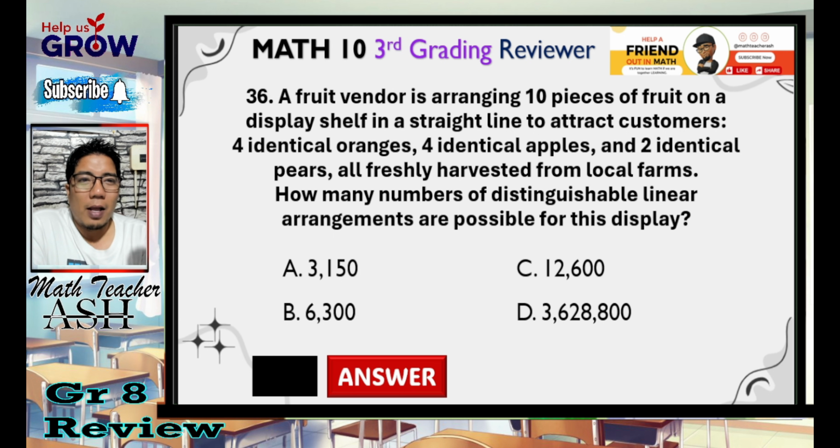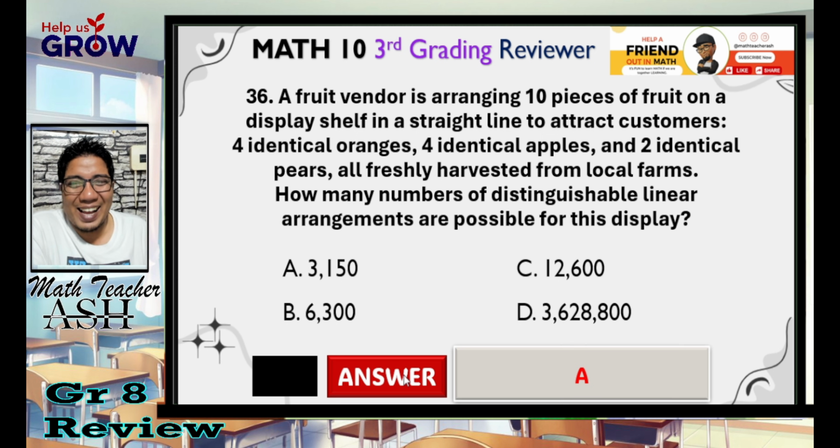So therefore, 10 factorial, that is 3,628,800. And then 4 factorial, that is 4 times 3 times 2 times 1. So that would be 4 times 3, 12, 12 times 2, 24. So 24 times 24 times 2. Okay, and if you divide that, I think the answer would be letter A. Okay, so let's check. 3,150. Correct. Right. So, my dear math learners, very easy.